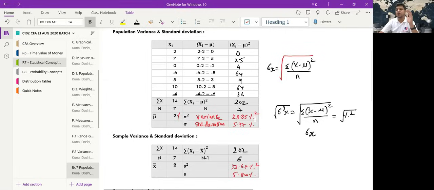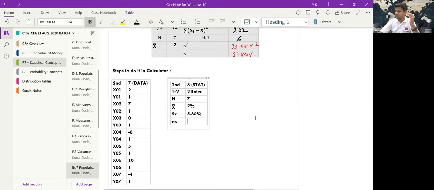Just press down arrow. Sigma. Standard deviation. So what is the standard deviation, guys? 5.37. You have the population standard deviation, 5.37, correct?